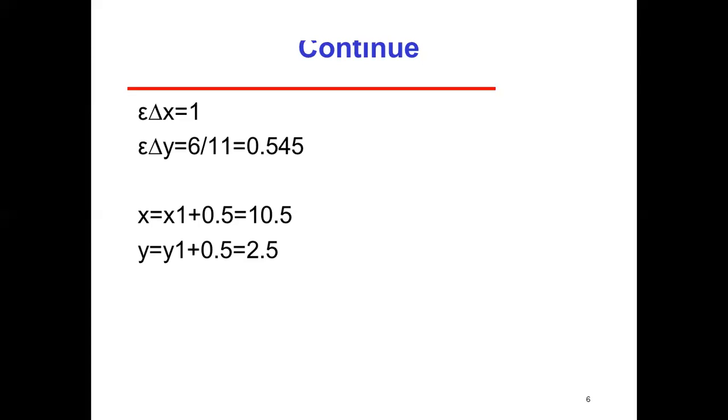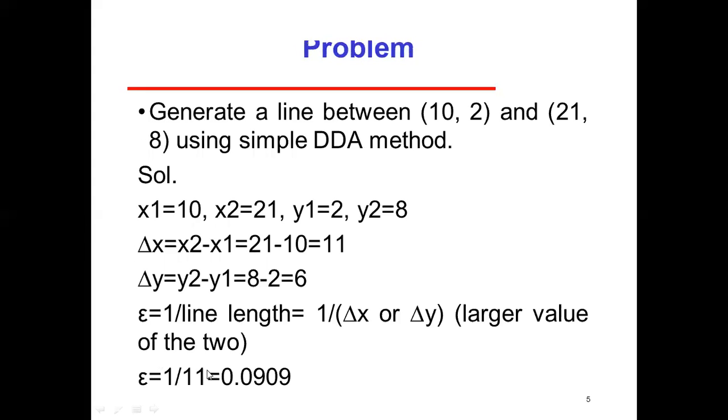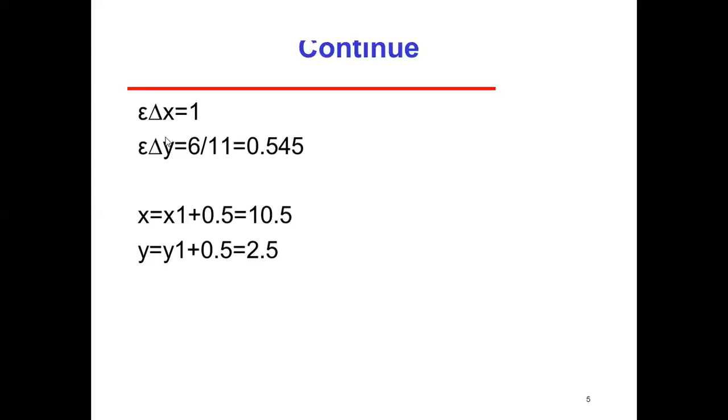Now we have to calculate epsilon delta y. So epsilon is equal to 1 over 11. In the preceding case, we have already seen epsilon is equal to 1 over 11, and it will depend upon the larger value. So we will calculate epsilon first, and then we will assume epsilon delta x is equal to 1 because this has a larger value. Then we will assign 1 to epsilon delta x.